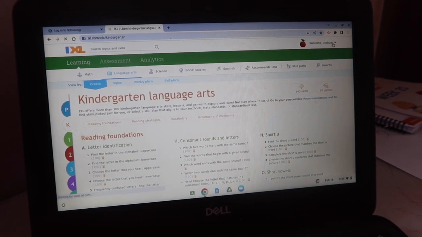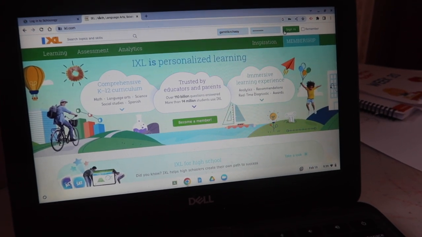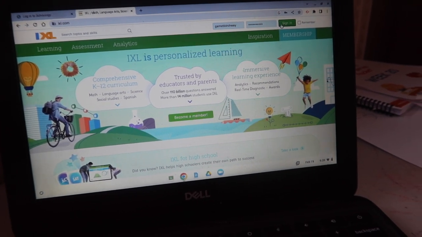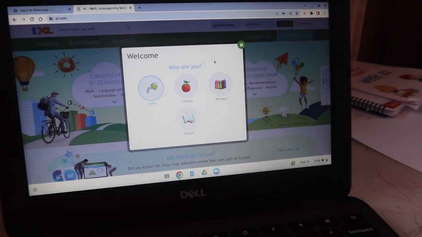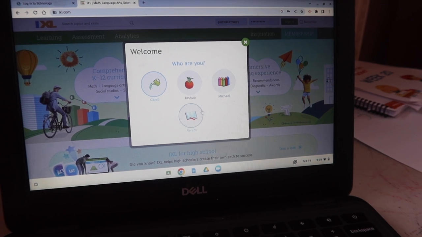So the way you sign up, okay, let me show you. Let me sign off. You can sign up multiple children. This is IXL. I've been doing it for a long time. Okay, so as you see, I have all the children. This is Caleb, this is Joshua, this is Michael, and this is the parent.